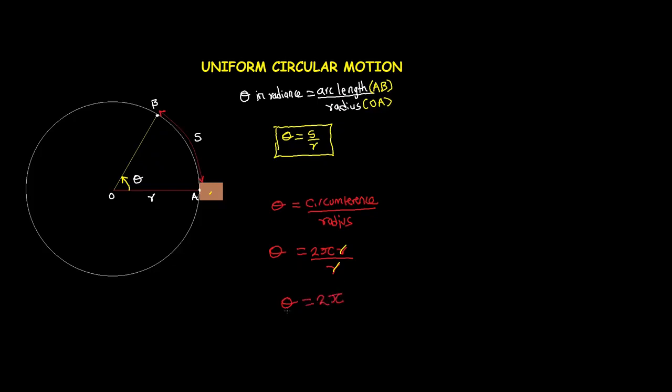So this is the angle in radians when this object moves around this circular path. In simple terms, this one represents 360 degrees. So in simple terms, 2 pi radians is equal to 360 degrees. Now I'd like us to place this formula here so that we can clear the table.